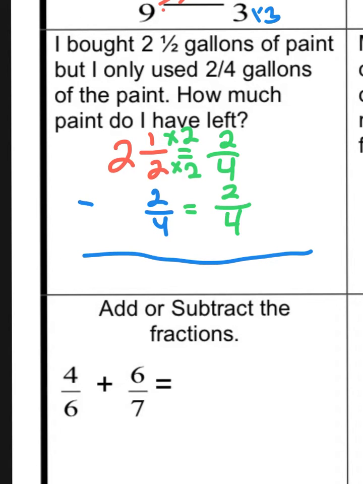When we subtract 2/4 minus 2/4, we get 0, and therefore our whole number just goes down. So our answer is just 2. How much paint do I have left? It'll be 2 gallons. No fractions because the 2/4 minus the 2/4 equals a 0.